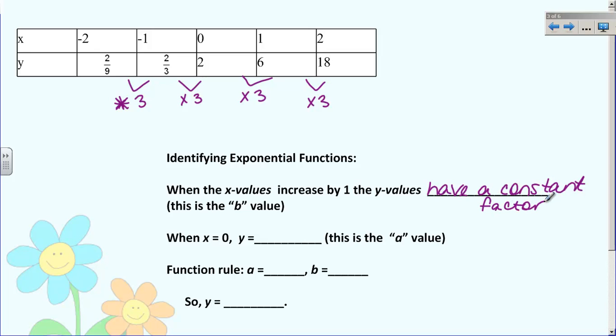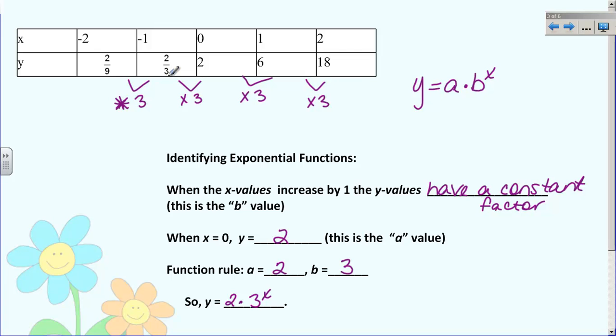So this is your b value. Our b value for this exponential function is going to be 3 because that's my constant factor. Now when x equals 0, y equals 2. I got that from the table. That's going to be my a value. If you remember, exponentials are y equals a times b to the x. And so my a value is right here. It's going to be 2. And so my equation for this is going to be 2 times 3 to the x power. I got the 3 from my constant factor, and the 2 is my y-intercept. And that's how I wrote the equation.